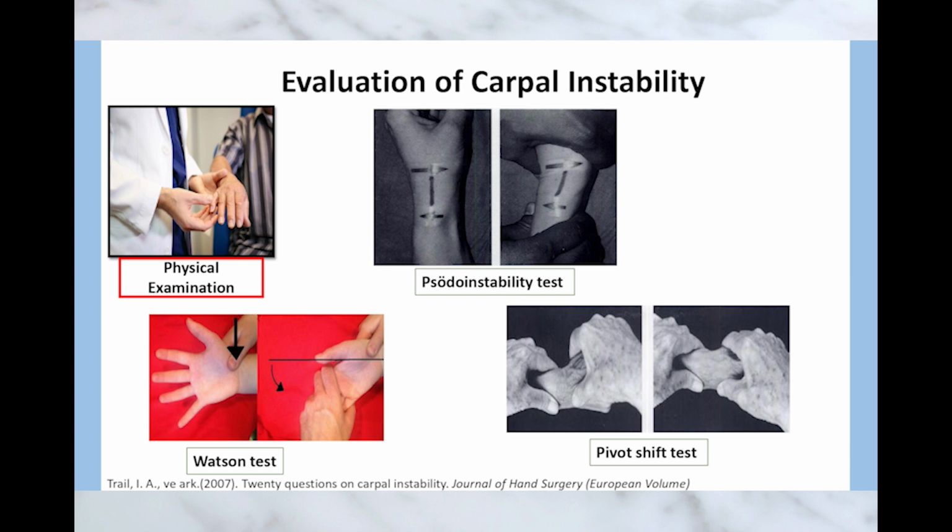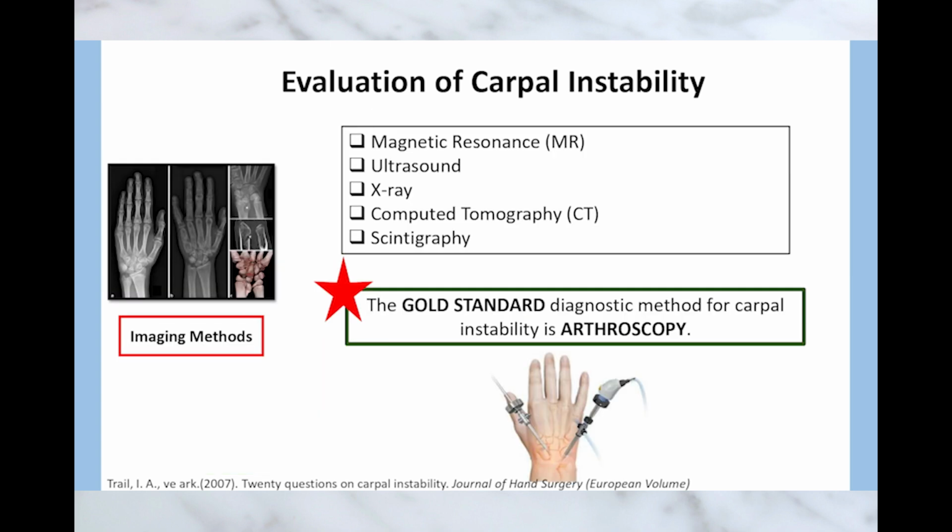So you're looking for those subtle clues. And then, of course, there's imaging to see what's happening inside. What kind of scans are used for carpal instability?